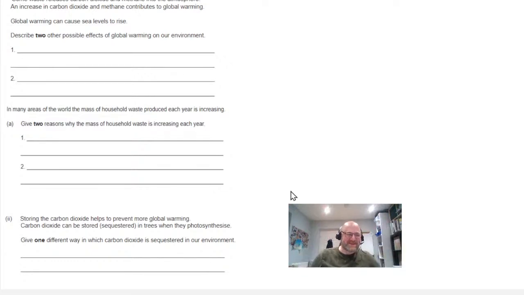Yay, peat bogs. Someone got it. Yeah, so they're probably looking for peat bogs in the answer, but they will have to give you limestone. They will have to give you the shells of animals, like prawns, lobsters. The shells have carbonates in them. They'd have to give you dissolves in the sea, because the sea is a massive store of carbon dioxide.